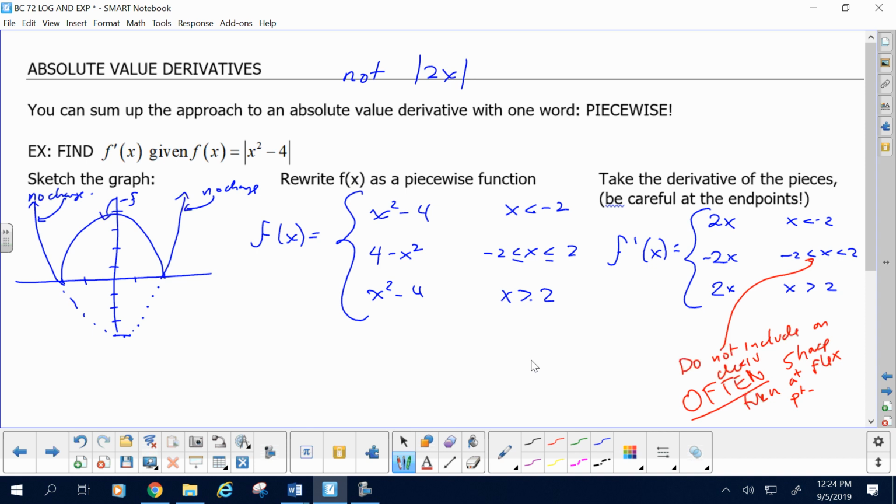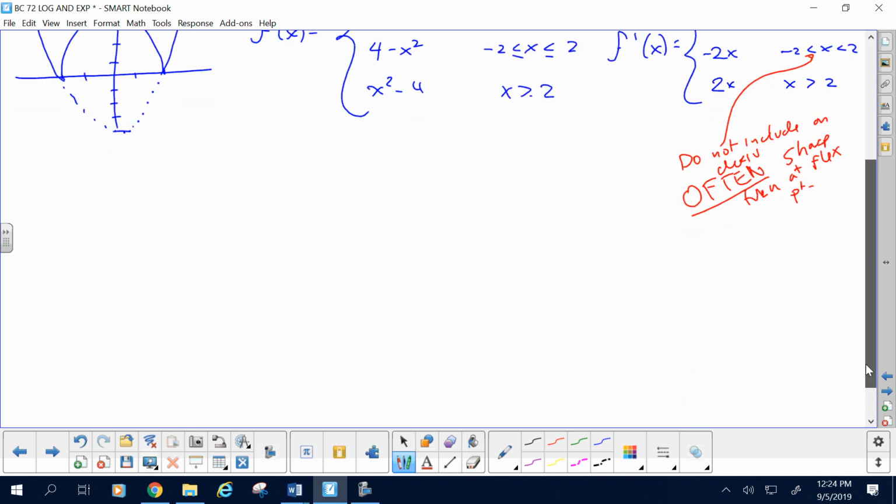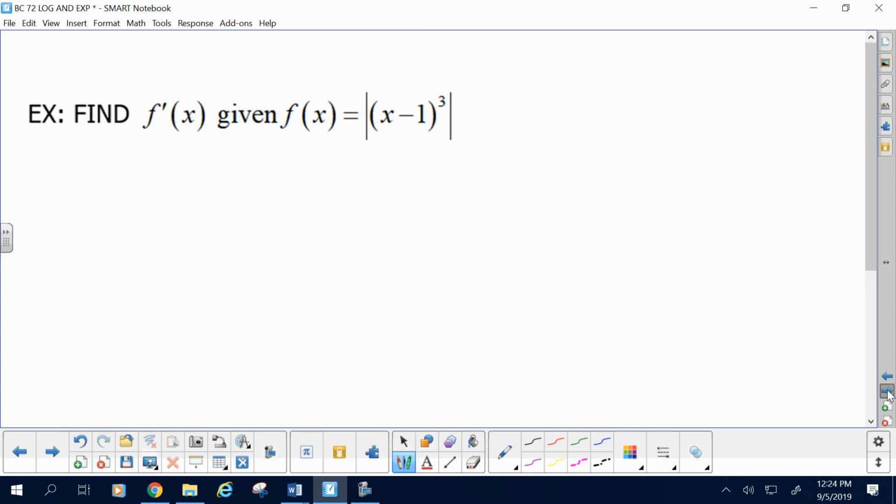All right. Now, that said, the key to taking the derivative of absolute value is piecewise. So would you give this a go? Please find the derivative of the quantity, the absolute value of x minus 1 cubed.